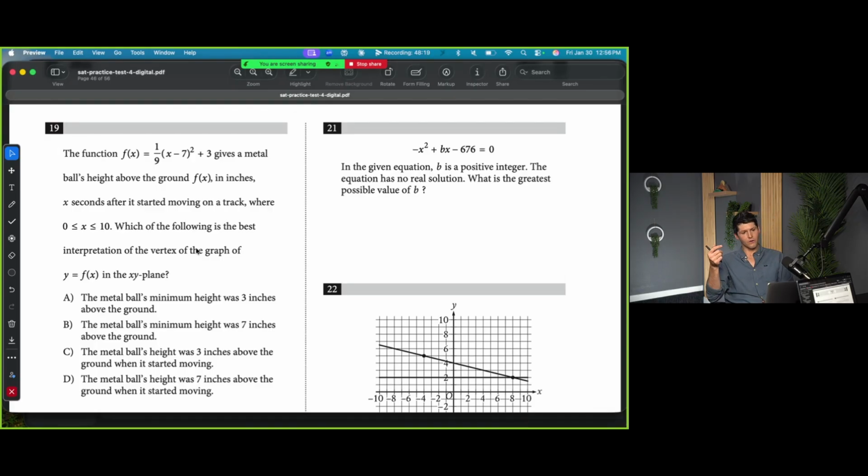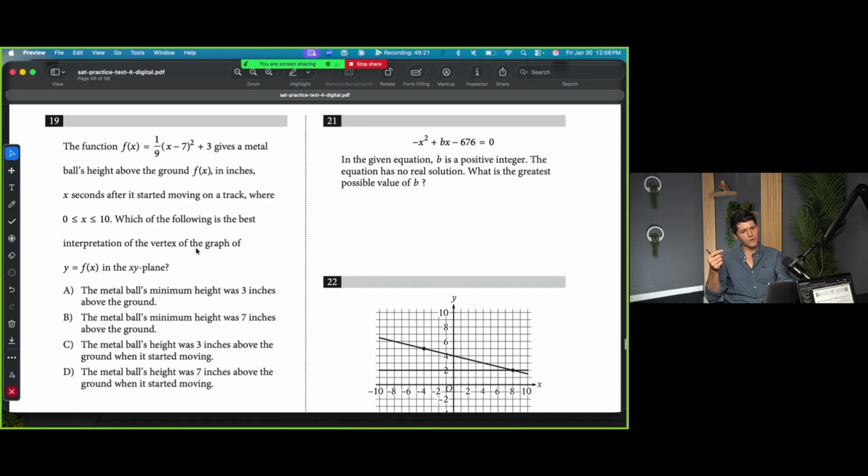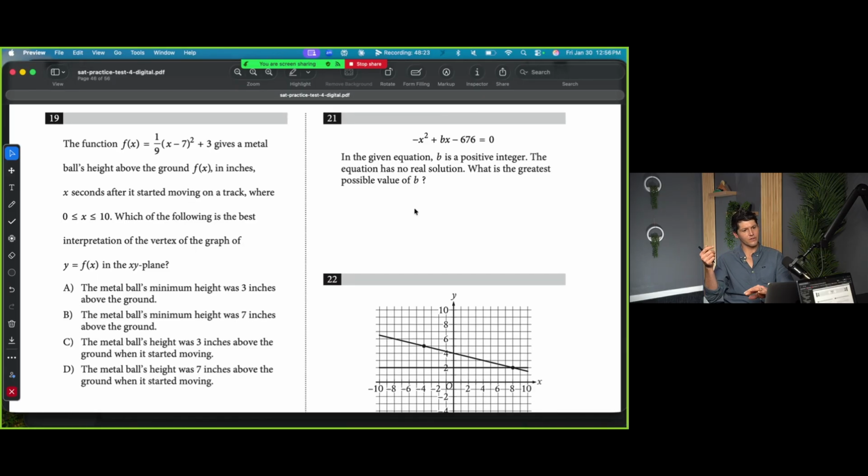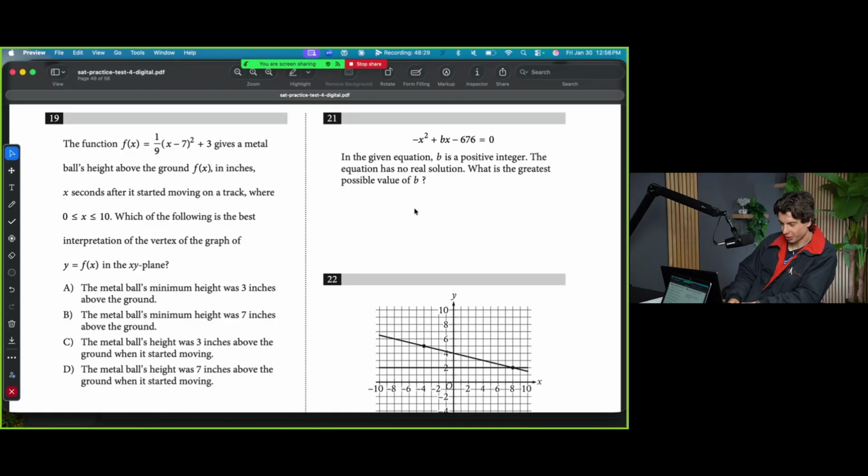Okay. So let's start with the last sentence first. So read that last sentence for number 19. Which of the following is the best interpretation of the vertex of the graph of y equals f of x in the xy plane?